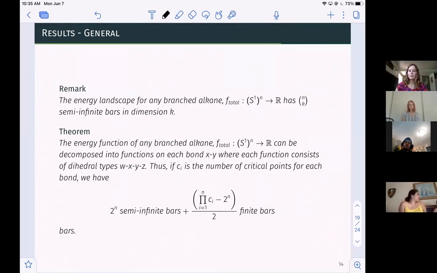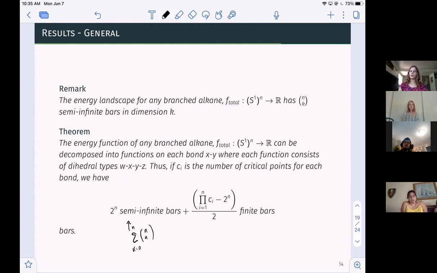So if Ci is the number of critical points for each bond, then I can tell you exactly how many bars we're going to have. We'll have these 2 to the n semi-infinite bars. That's just the sum over n choose k, right? And that's just however many I got from my domain being the torus. And then the number of finite bars can also be calculated based on the number of critical points of our function, which is pretty slick.